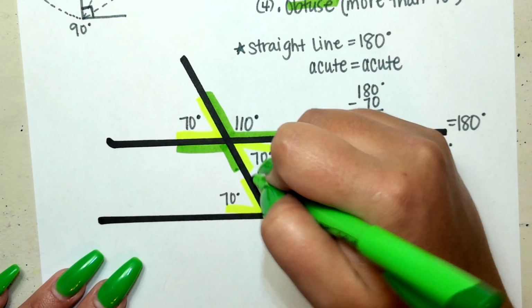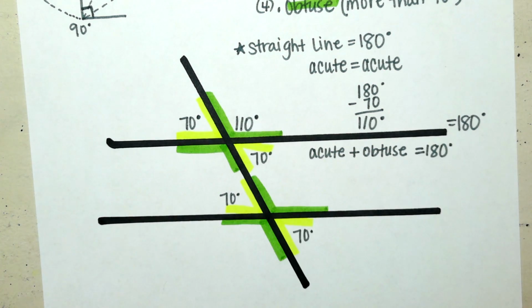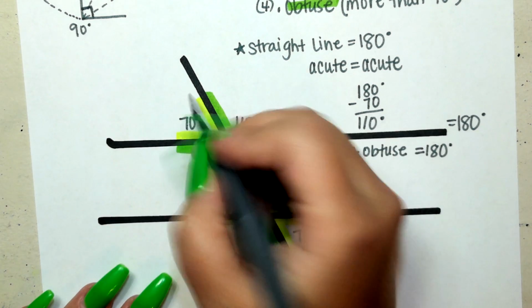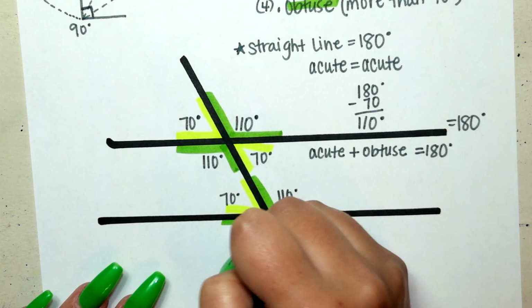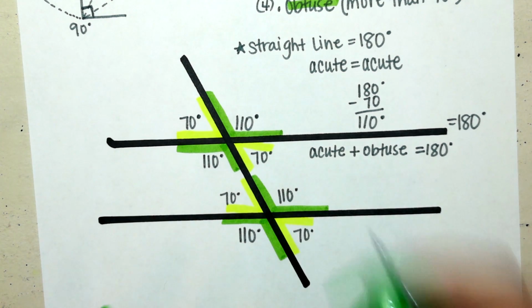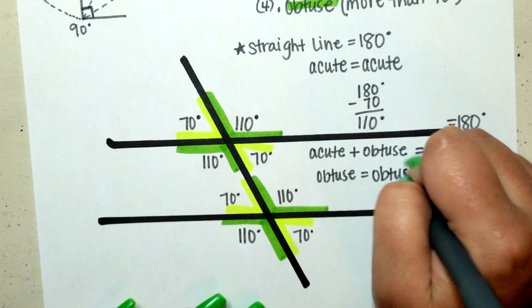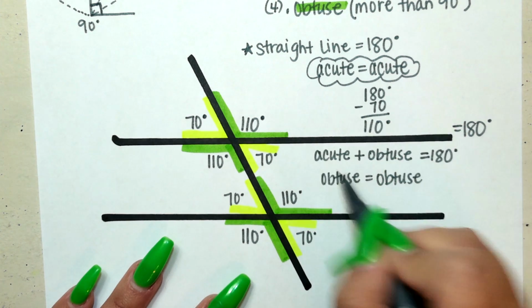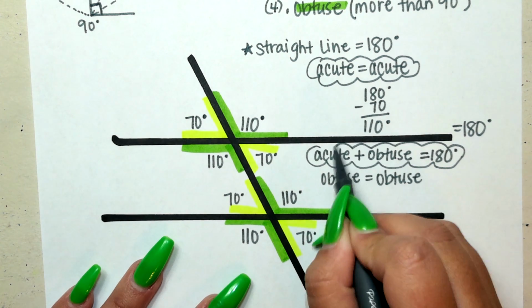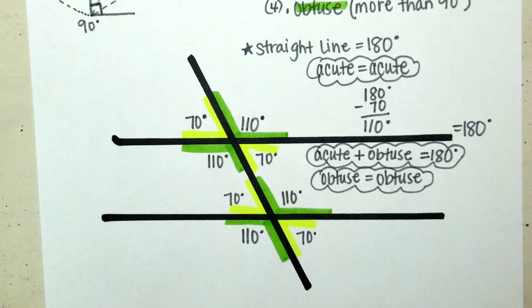So now if my obtuse angle is 110, that means that all of my obtuse angles are 110, just like all of my acute ones are the same. So this one is 110, this one is 110, and this one is also 110. Because obtuse angles are equal to other obtuse angles. So these are very important to remember.